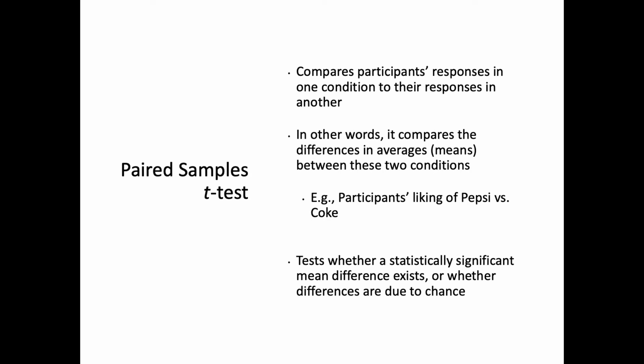On the other hand, the paired sample t-test compares participants' responses in one condition to their responses in another condition. So unlike the independent sample t-test, which compares two groups of people, like we just said, male versus female, the paired sample t-test compares two conditions in the same person. An example here is participants' liking of Pepsi versus Coke.